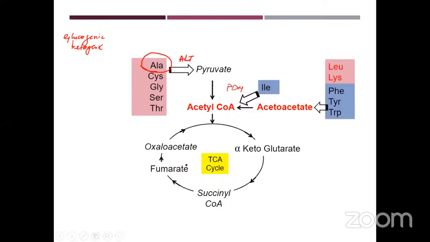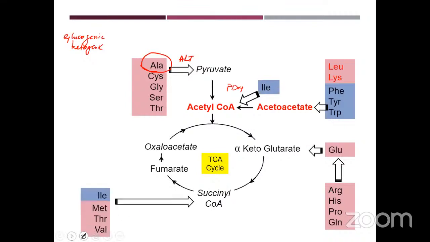Okay, and this is the ketogenic amino acid. They can be transferred to acetoacetate, and also isoleucine can be converted to acetyl-CoA. Okay, these are the glucogenic amino acids. They can also enter the pathway through alpha ketoglutarate. Likewise, some amino acids can enter into the TCA cycle as succinyl-CoA.